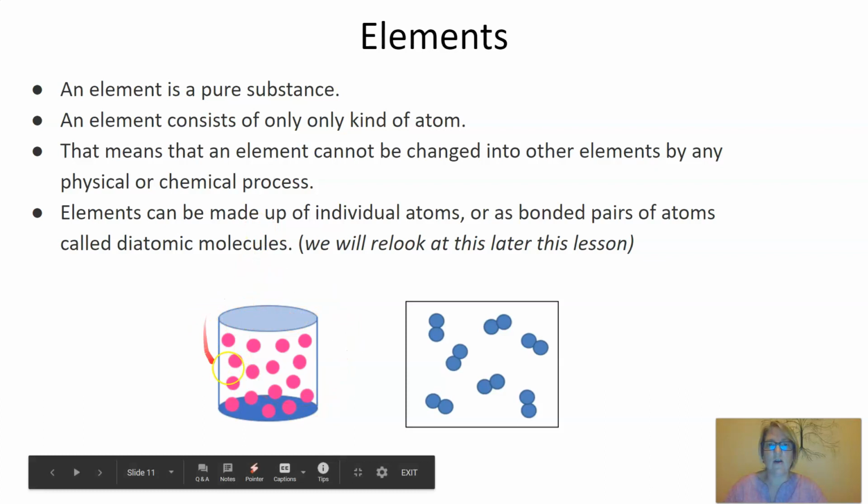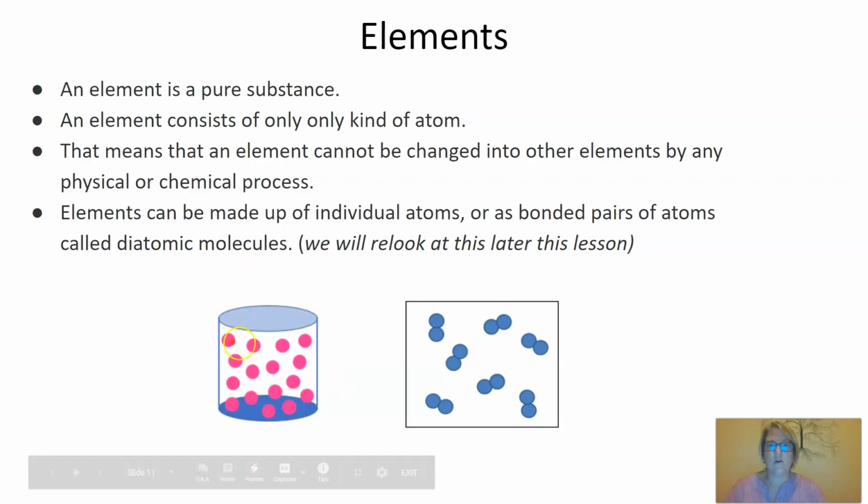So in this diagram here, we can see that this element consists of only one kind of atom, and it exists on its own. In this diagram here, we see that the atoms are bonded together in pairs, so this is known as a diatomic molecule.